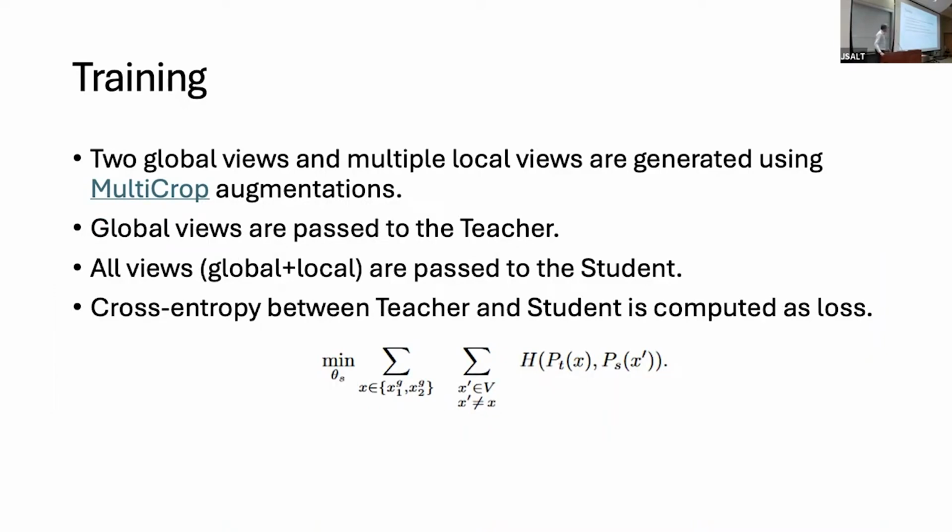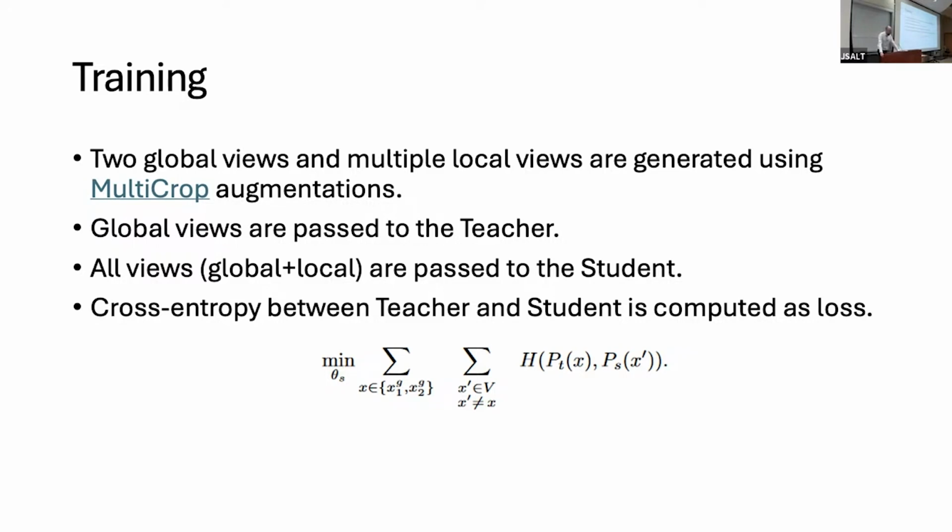So these global views are passed to the teacher, and all other views, even the global ones, are passed to the students. And then you just compute the cross entropy between the teacher and the student. So that's your loss. The outer summation is done on the global views of the teacher, and the inner summation is just computing the cross entropy, in their paper denoted as H, between the softmaxes of the student and teacher.